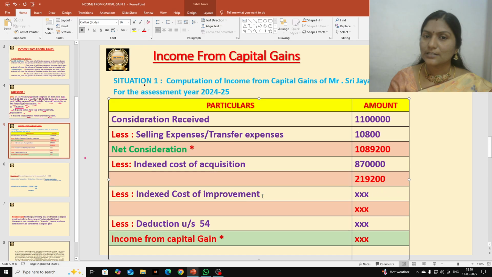And after that, if any additions are there for the asset, we should deduct indexed cost of improvement. But here for this sculpture there are no additions, so you can put nil. Otherwise you need not write it completely, but I have already written the format, so I am putting nil. Sometimes you can put nil or a dash, or if you don't want to write it, you can remove it completely. Whenever we have it, then only you write indexed cost of improvement. So I have written it here, and if we deduct that, again we get the same amount, 2,19,200 only.